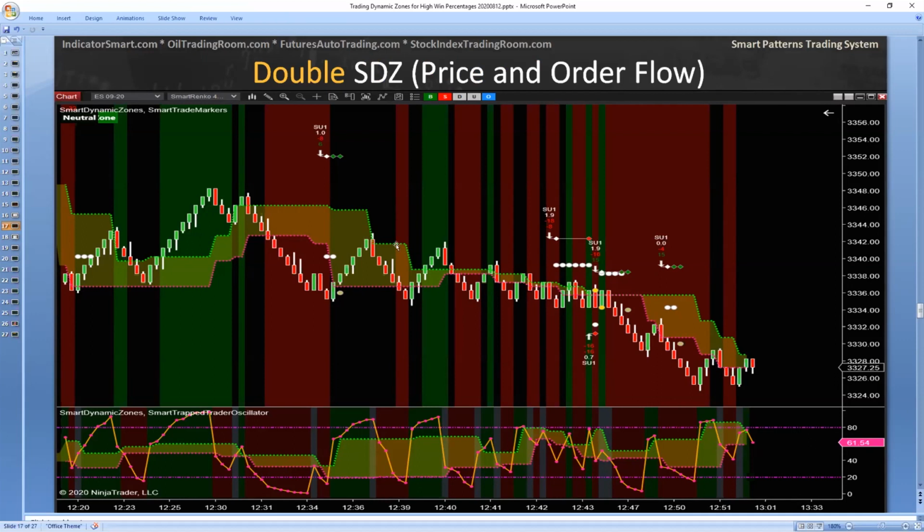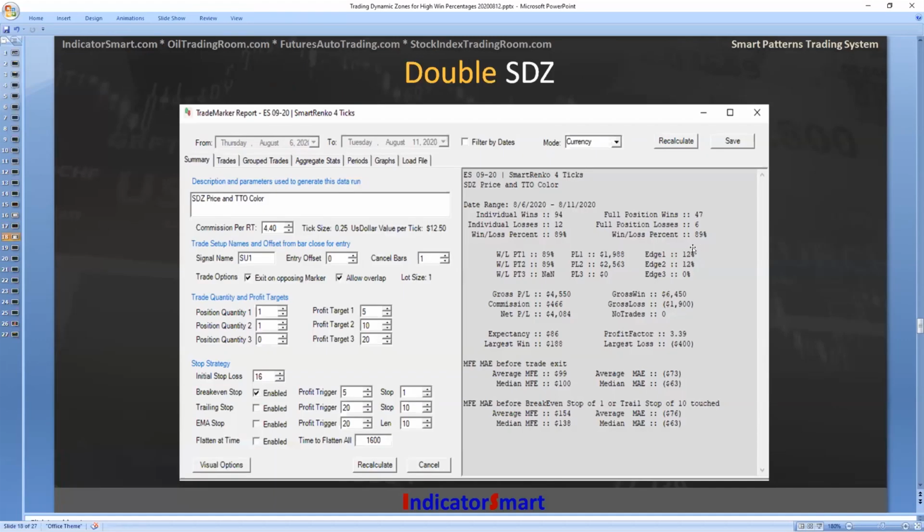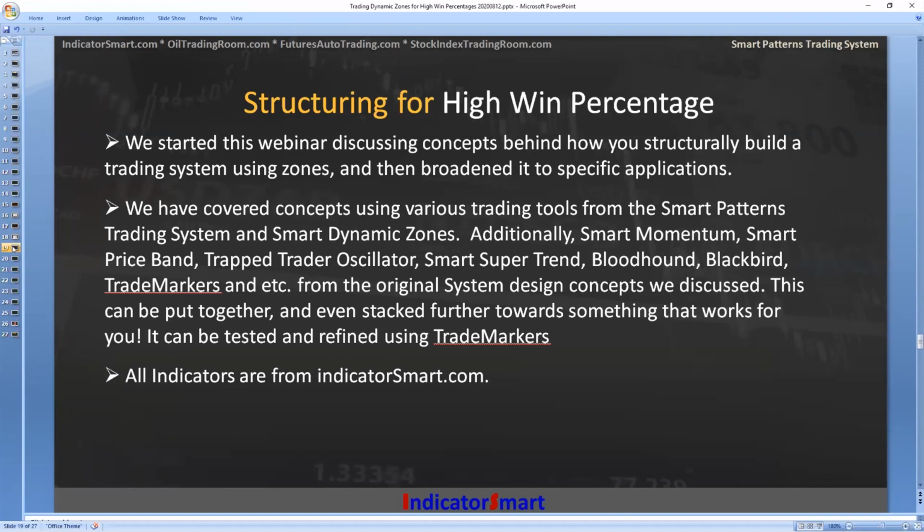And so that's what we're doing. This one's got an edge of about 12% or so. So do I consider this to be a trading system? I could, but for the purposes of this webinar, I just wanted to show you that there's a bias on this kind of thinking.